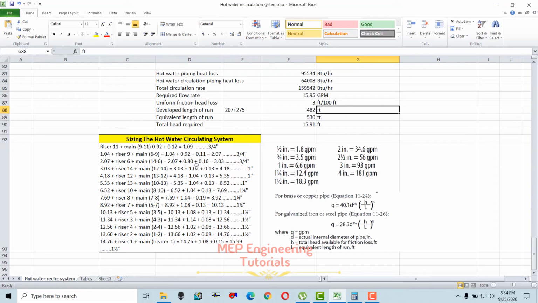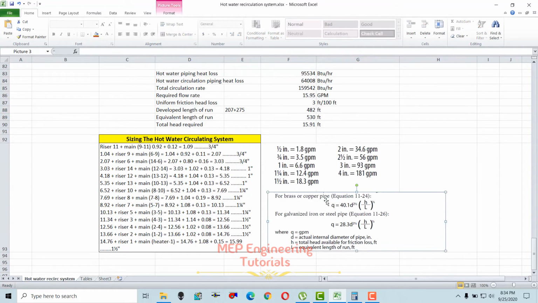So how did we do this? Basically I have used this formula. For brass or copper piping you have to use this equation, and for galvanized or steel pipe you have to use this equation. Since we have brass piping, we have used this formula. We know H, the head, that is 16, and the length per unit length we have calculated here, and Q we also know, that is 16 GPM. If you know all the values, the remaining one is D, that is the diameter of the piping. You can calculate it easily after putting in all the values.